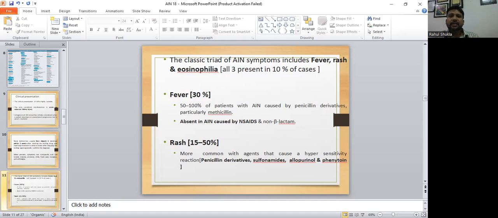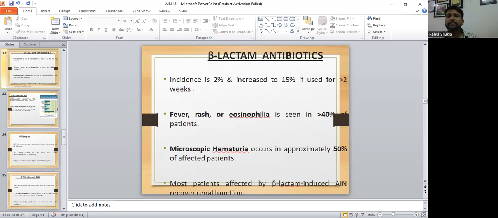Now coming to the rash. Rash is most commonly associated with sulfonamide, allopurinol, phenytoin because of hypersensitivity reaction. Among beta lactams, around 2% may be associated with AIN, and it increases to 15% if the drug is used for more than 2 weeks. As I already told, the triad is seen in 40% of the patients, microscopic hematuria can be seen in 50% of patients, and most patients with AIN due to these drugs may recover after stopping the drug.